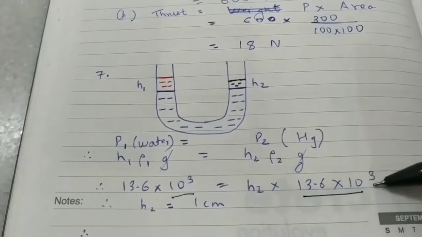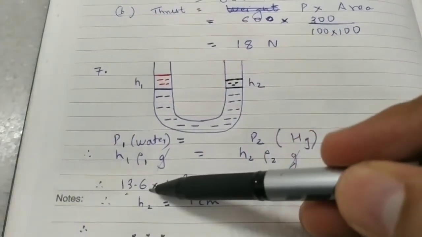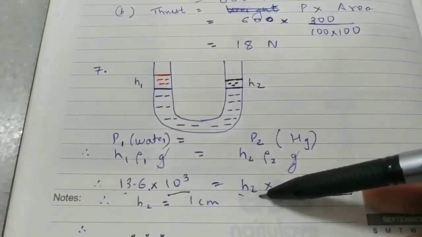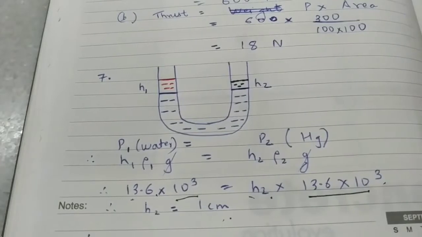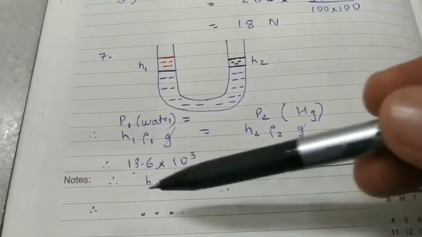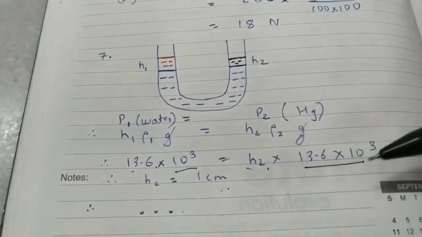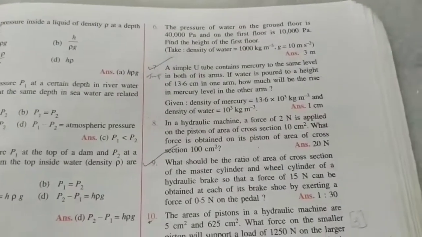The density of mercury is also given in kilogram per meter cube. So if I leave it as centimeters here, then I will get the value of H2 also in terms of centimeters, which is 1 centimeter. Don't forget to write the final statement. I've just put a dot, dot, dot, but you have to write the final statement. Don't be lazy. No, I'm not lazy. I'm just trying to save ink. Ninth sum.